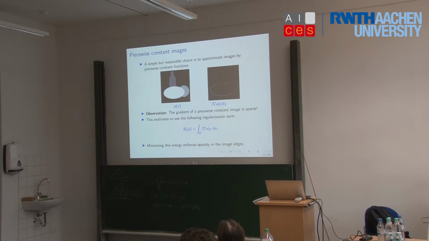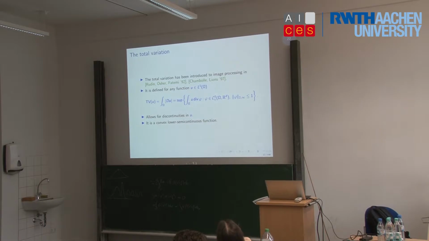And actually, by minimizing this term here, what you are doing is you enforce sparsity in the edges. And sparsity in the edges means that there should be objects in the image that have constant color, and only at a few positions there should be a jump between the object and the background. So it leads more or less to compact objects in your image. And actually this leads to the definition of the so-called total variation. It's called the total variation because it integrates the local variations in the image.